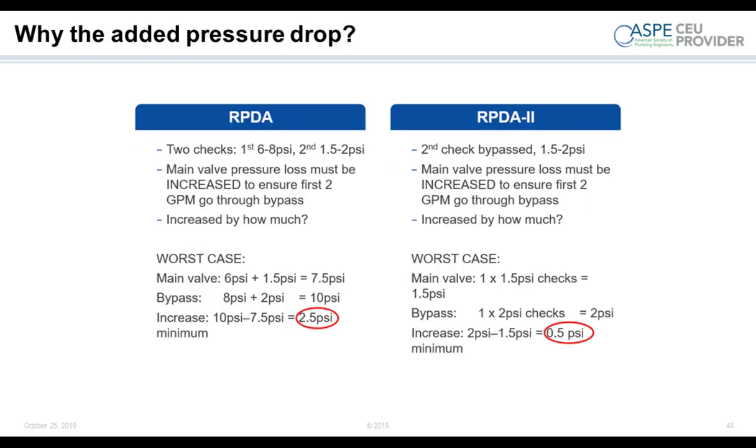But if we look at the pressure drop, RPDAs is really where these make a big difference. Remember, we had a 2.5 PSI potential difference with the type 1 that we had to make up. With the type 2, we only have a 0.5 PSI, and that's because we're only looking at the second check, which has less variation. So if my worst case scenario, I have a main valve second check on the low end, it's only 1.5 PSI. I have a bypass check on the high end, it's 2 PSI. I only have a 0.5 PSI to make up. So it gives me a full 2 PSI difference between an RPDA type 1 and RPDA type 2.